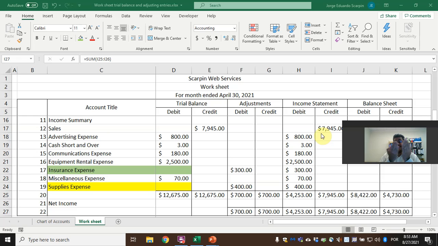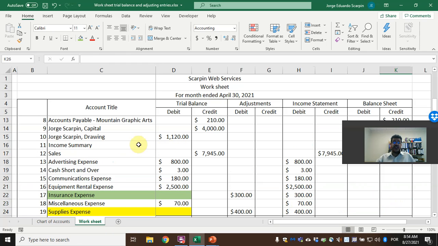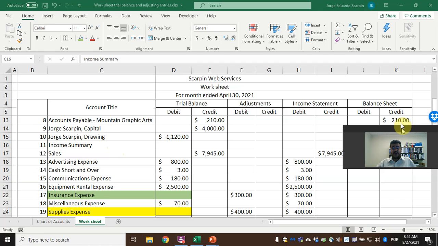Revenue less expenses equal net income. So what do we do? We need a debit to balance here. So our debit will be our net income. So equal the sum of credit less the sum of debit. So this is our net income. And then we need to transfer this net income to our balance sheet. It is part of the income summary later, that we will be working on in the following videos.